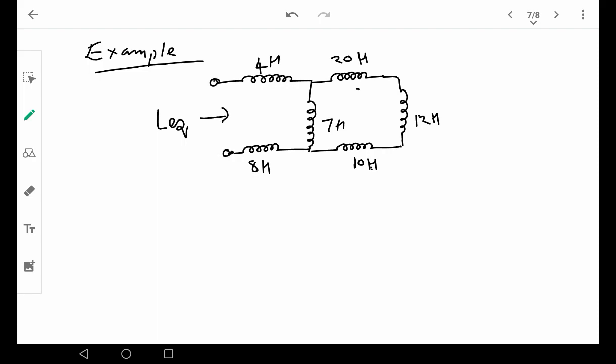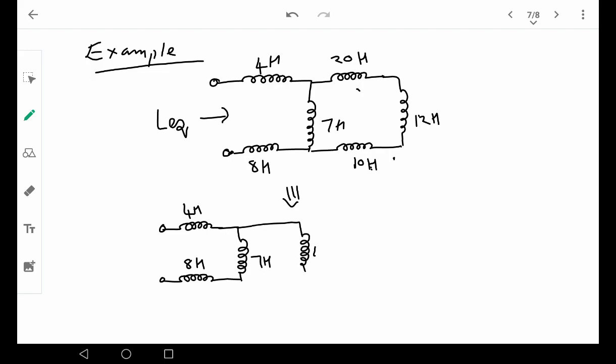So you can see that 20, 12 and 10 are in series. So you can write 4 Henry, then 7 Henry, 8 Henry, then 20 plus 12 plus 10, that is in series. So you connect it in parallel here like this. 20 plus 12 is 32. So that is 42, right? So you have 42 Henry here.